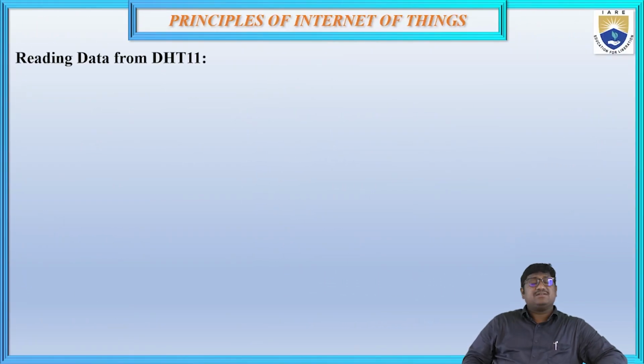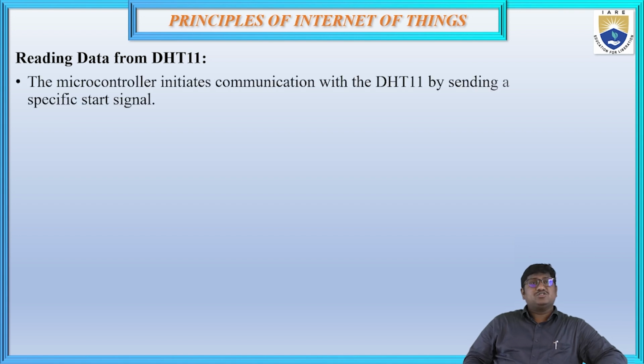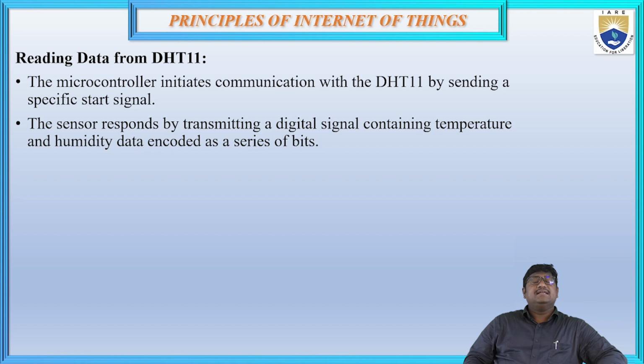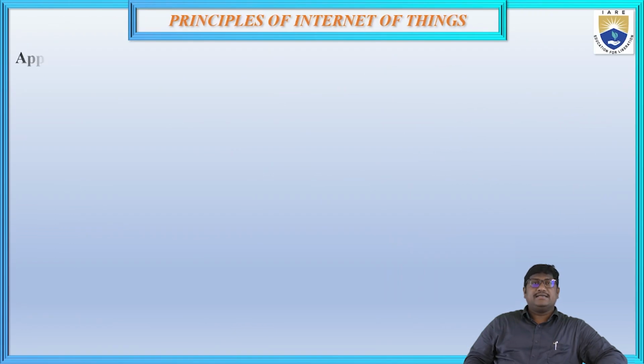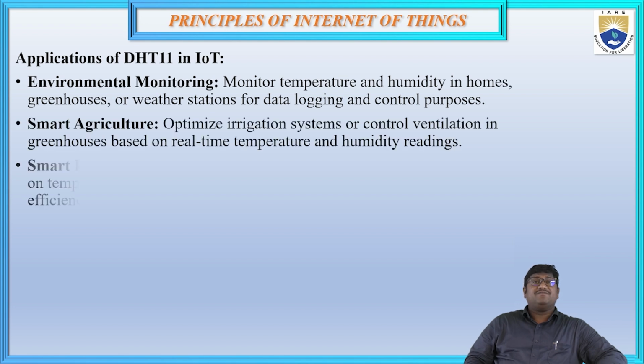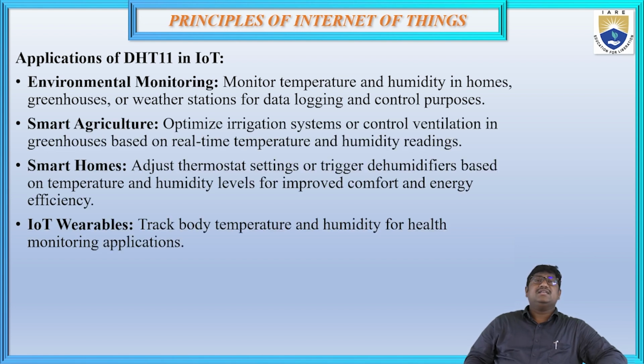And coming to the next factor, the data is identified in the DHT11 sensor by sending a start signal. The sensor responds with the data signal containing the humidity and temperature code. Libraries such as the DHT library for Arduino simplify the decoding of data. What are the different kinds of applications which use this DHT11 sensor?